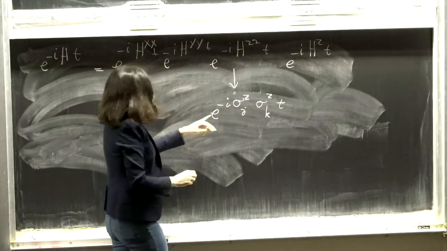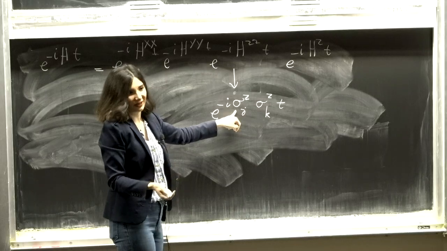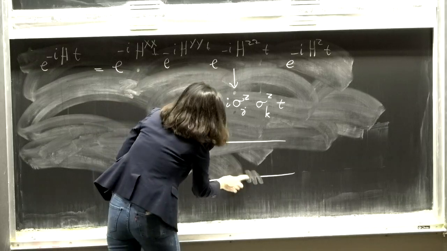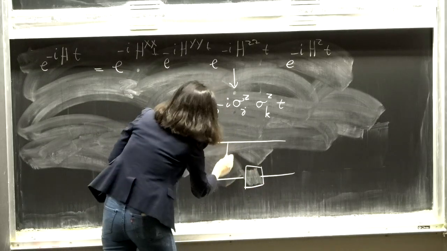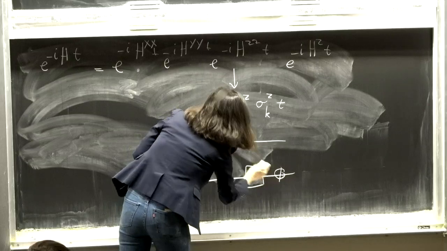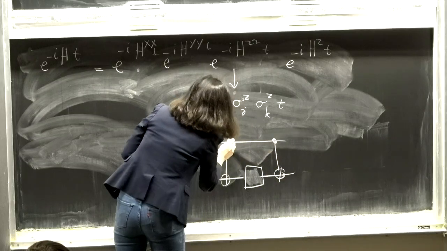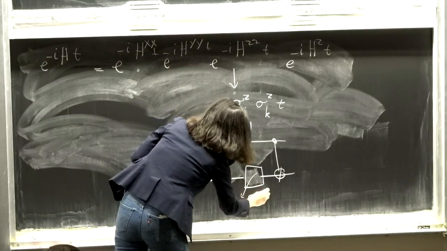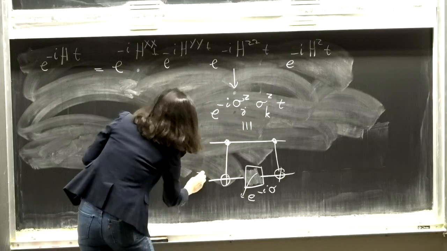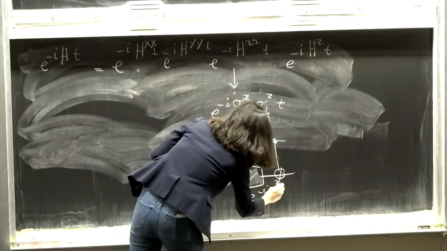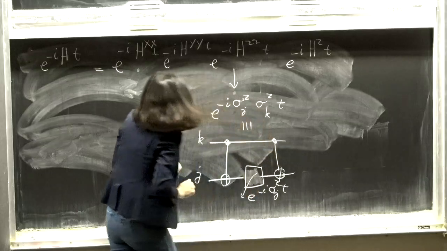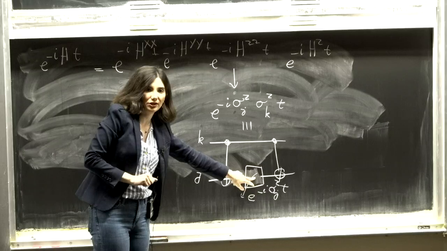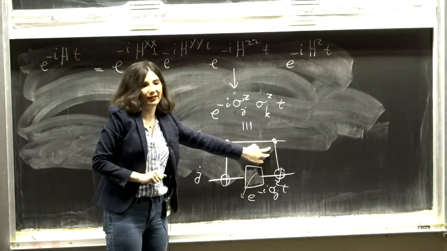Okay, so this one is not just a single Z rotation, it's a double Z rotation. So the way to do this in terms of the universal set of gates is the following. And then these are your CNOT gates. This is equivalent to this. And this is simply e to the minus i sigma z on qubit J times t, if this is your qubit J and this is your qubit K. So the trick that I did was to just turn this into a single qubit Z rotation at the cost of introducing 2 CNOT gates.